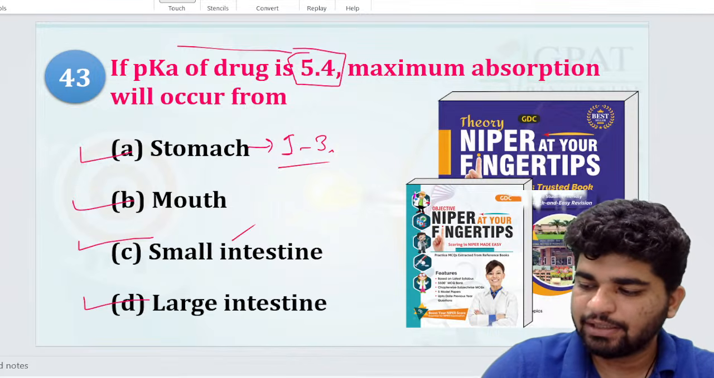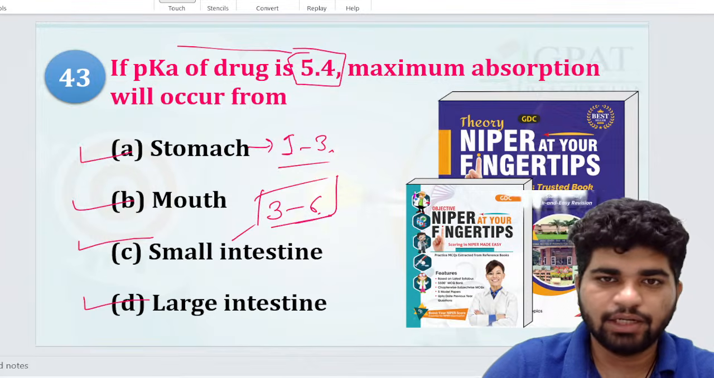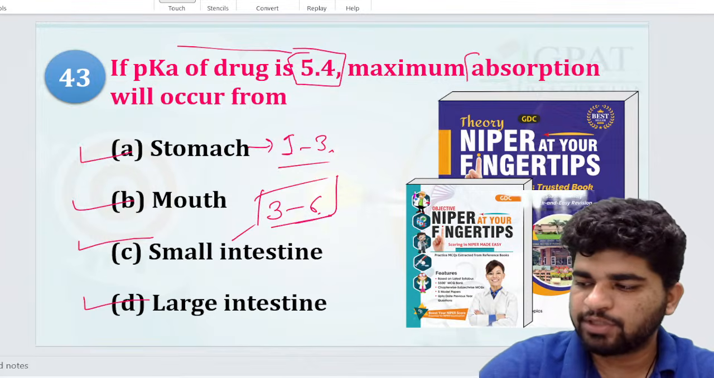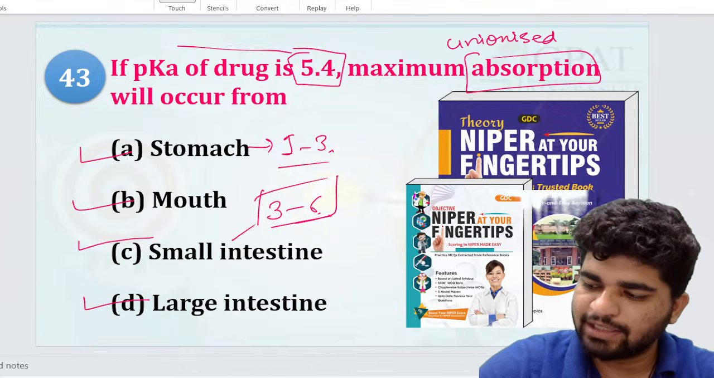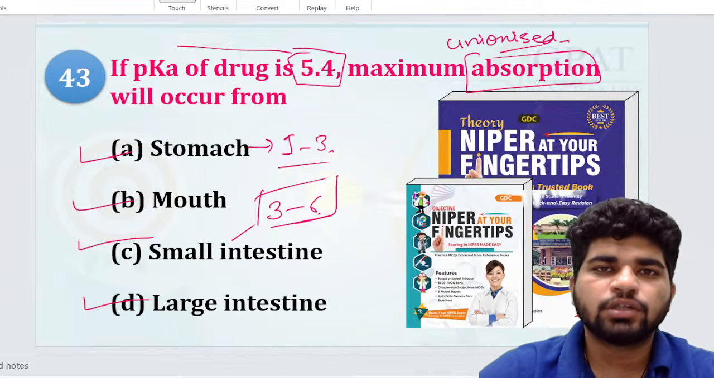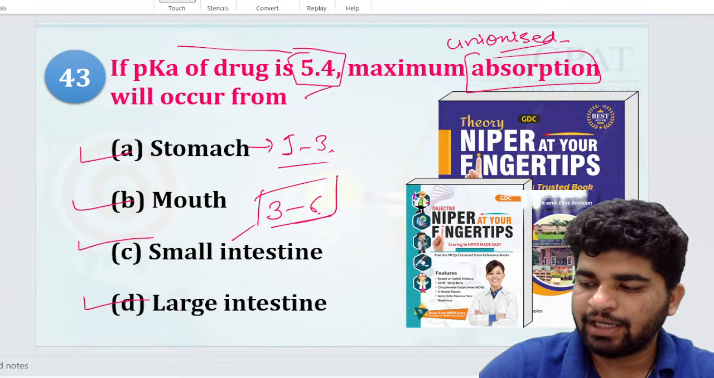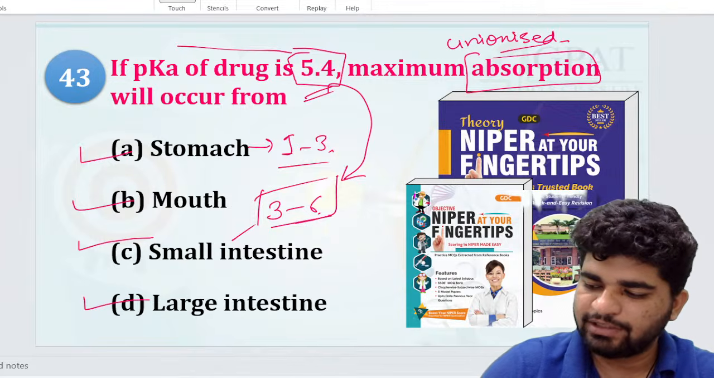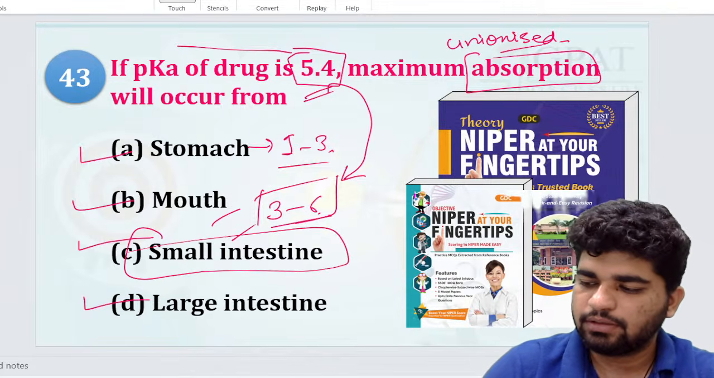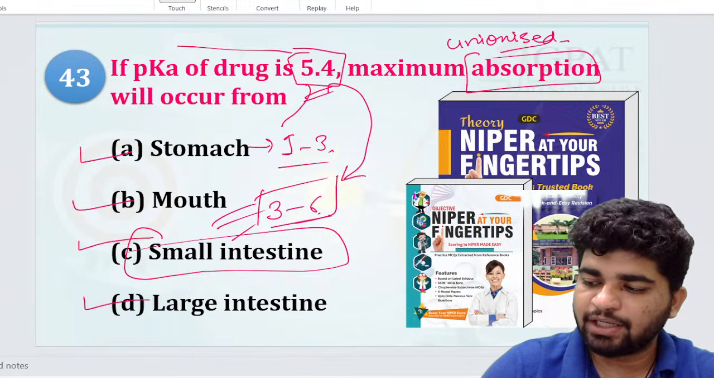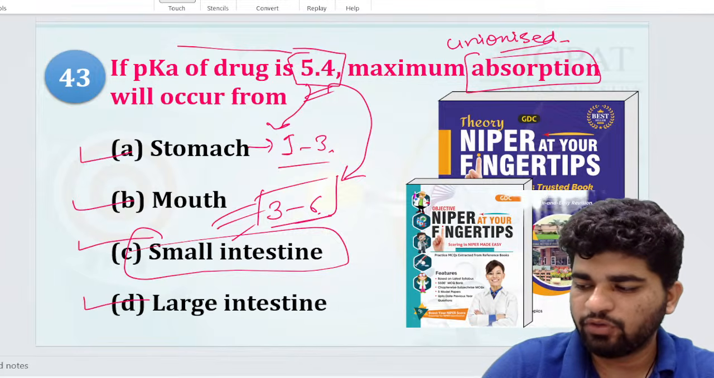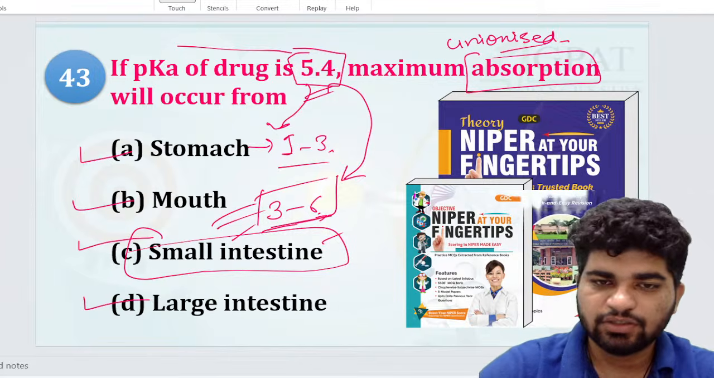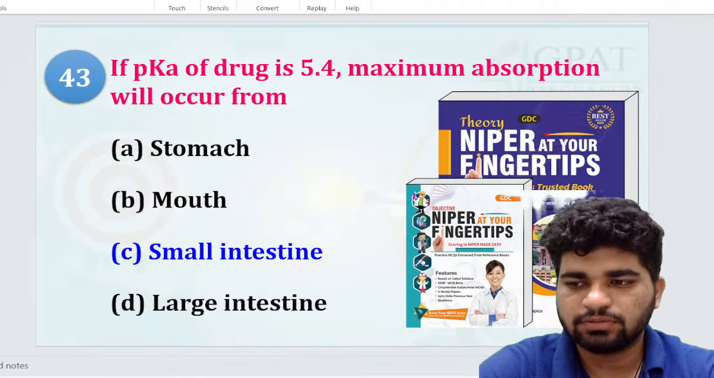And small intestine having 3 to 6 around pH, right? So obviously, absorption takes place through unionized condition. And at which place it will be staying unionized? Obviously at this place, the small intestine. It will become ionic in the stomach. So 5.4 will be having 3.6. That is going to be your small intestine, obviously, maximum absorption.